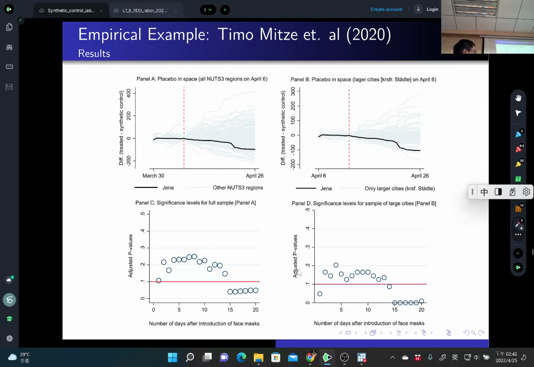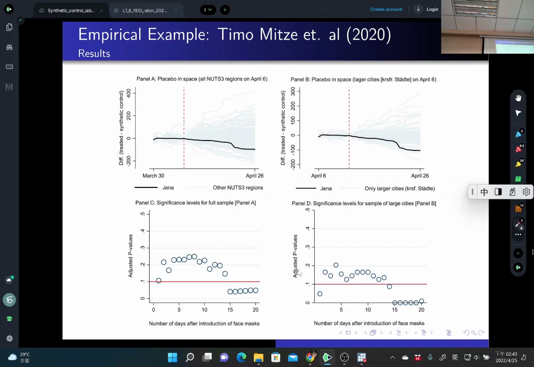And this is the hypothesis testing. We want to compare the real Jaina's effect with other states, other regions. And they find that the result actually becomes significant. So this graph shows the standardized p-value for each time period, for each day after the treatment happened, after the introduction of the face mask. And you can see that after they introduced this compulsory face mask rule, the p-value is not significant until 14 days after the policy.